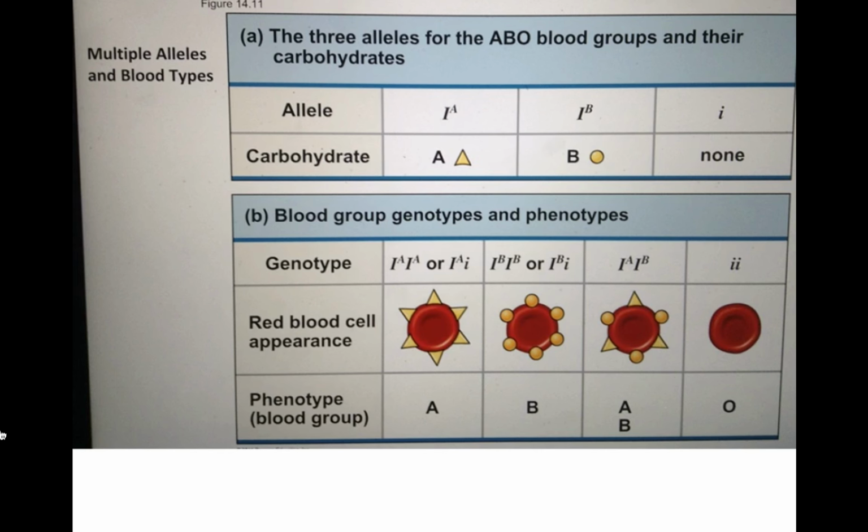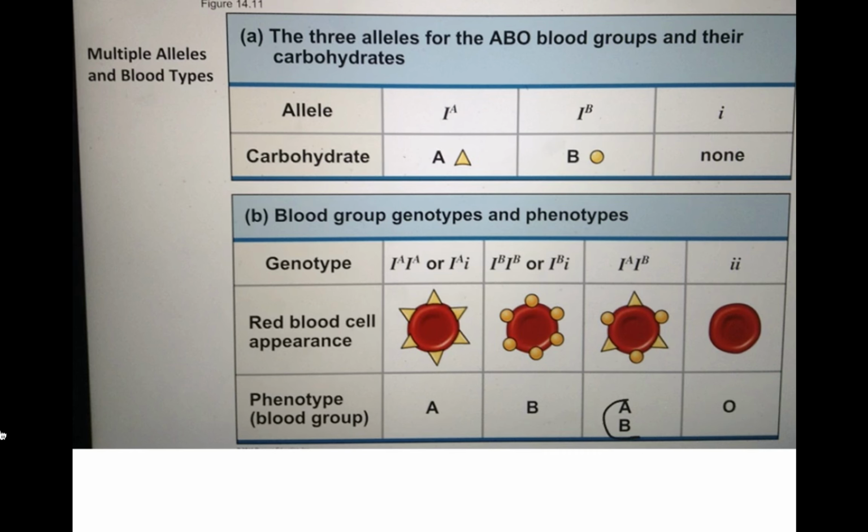receive from people. So if you have type A blood, you can only receive blood from people who have either type A or type O. O is recessive. O is what we call the universal donor. If you have type B blood, you can receive blood from somebody else who has type B, or also from somebody who has type O. Again, O can donate to everybody.